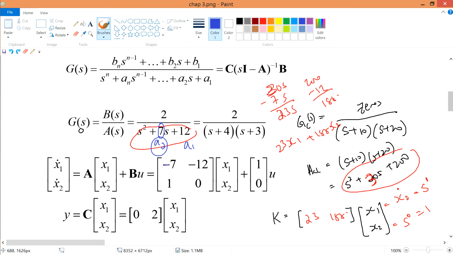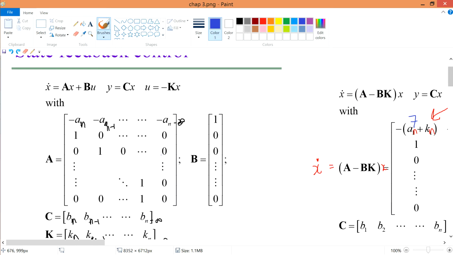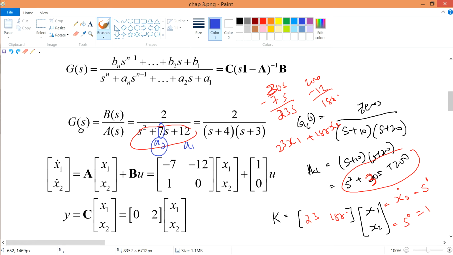And why is it minus 7? It's because the canonical form changes it to minus, because of minus AN. If your AN is positive, like 5, then it becomes minus 5. If your AN is a negative value, minus 5, it becomes plus 5. So these are the things you may need to consider and take note of.